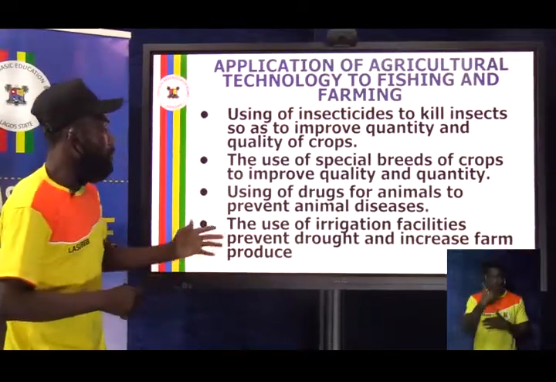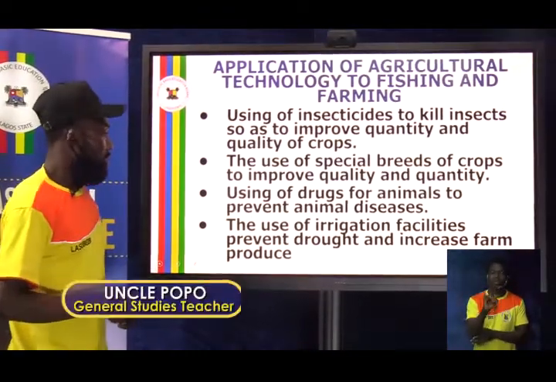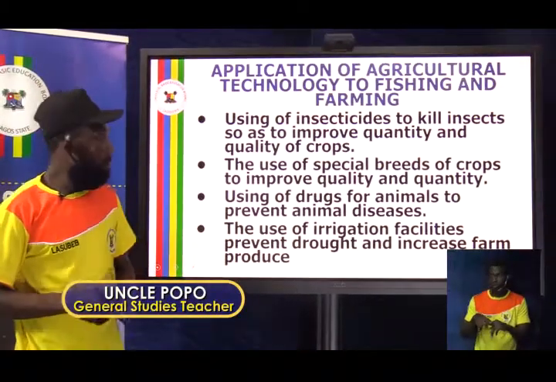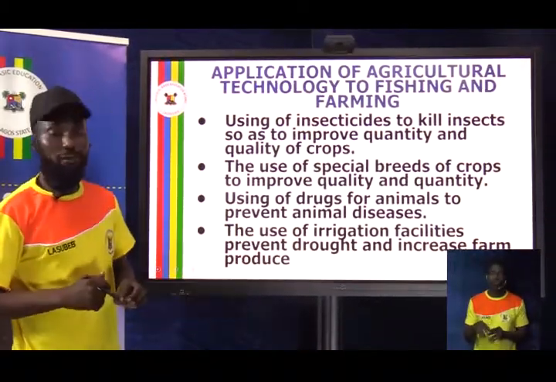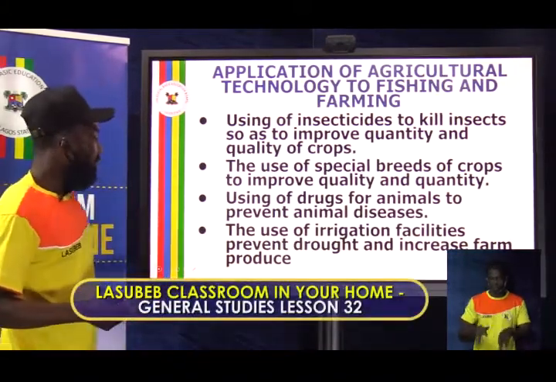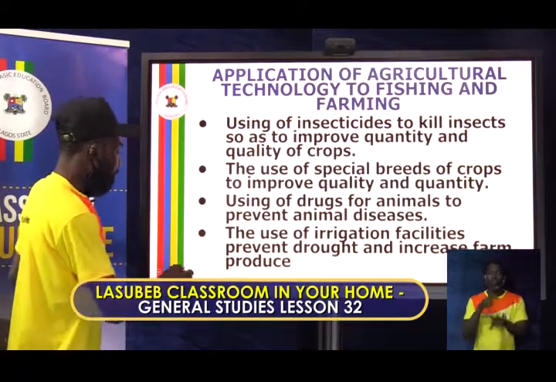Next is the use of irrigation facilities to prevent drought and increase farm produce. The use of irrigation facilities prevents drought and increases produce.